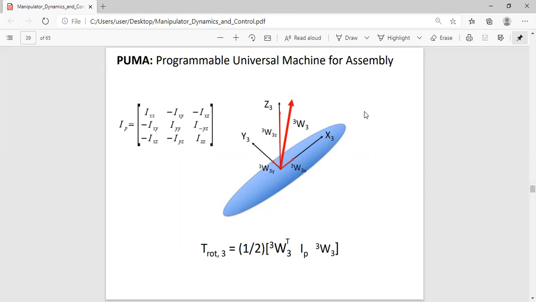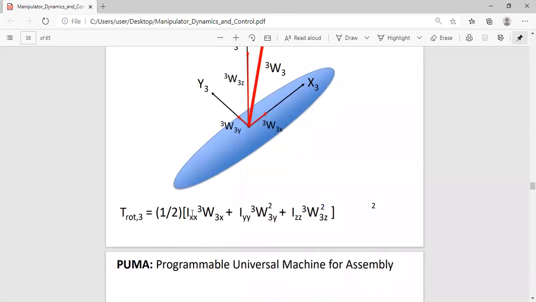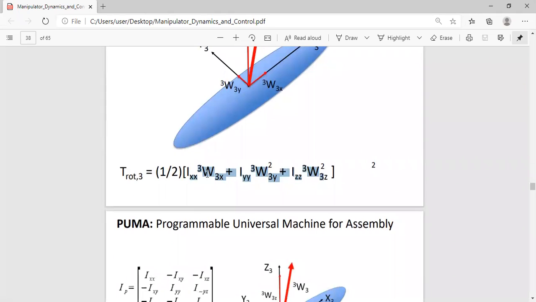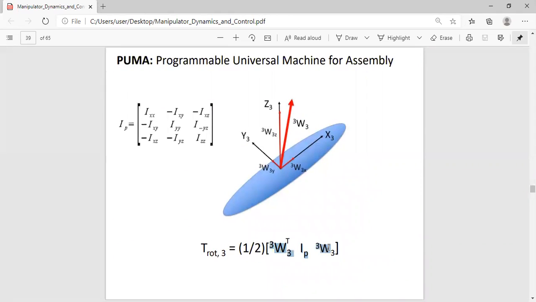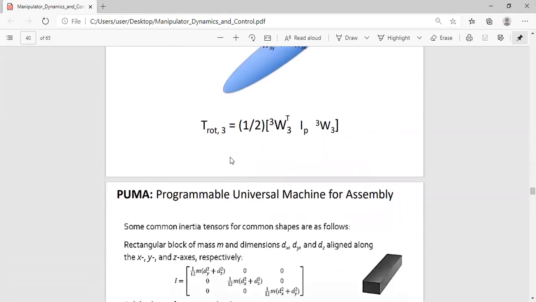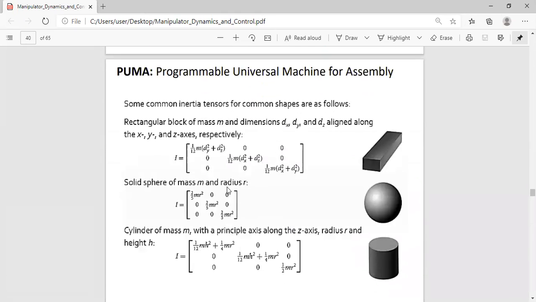All right, great. So when you do that, this matrix equation applies. You can put your moment of inertia as a matrix, Ix, Iy, Iz. If you do this, it's like you are doing the equation that I showed you earlier, right? So this guy is equivalent to this guy. All right, so this is the rotational kinetic energy of your link 3.